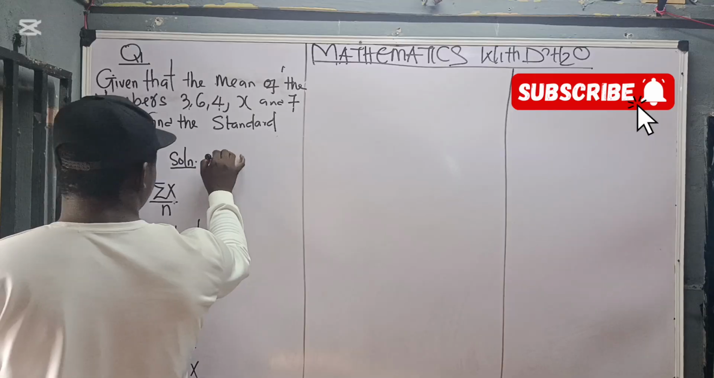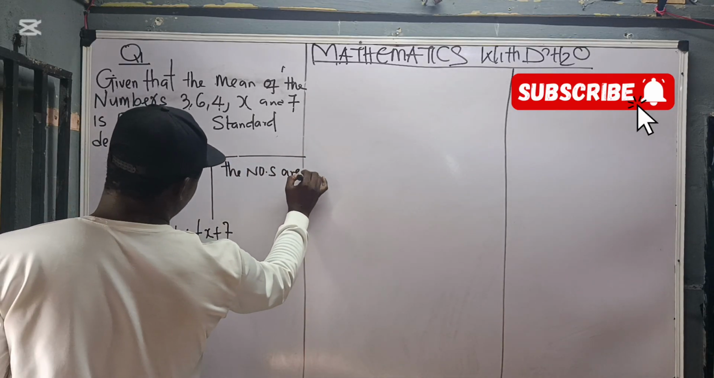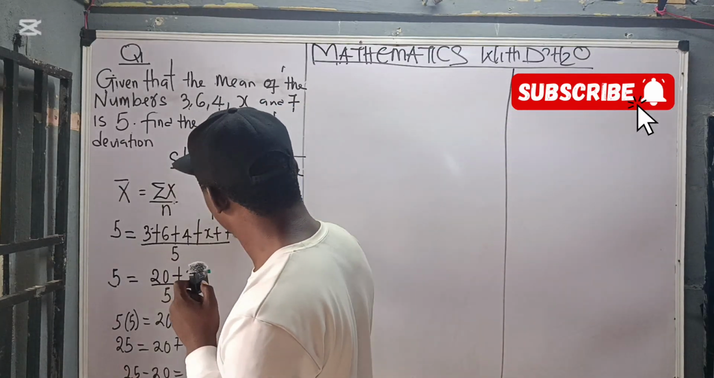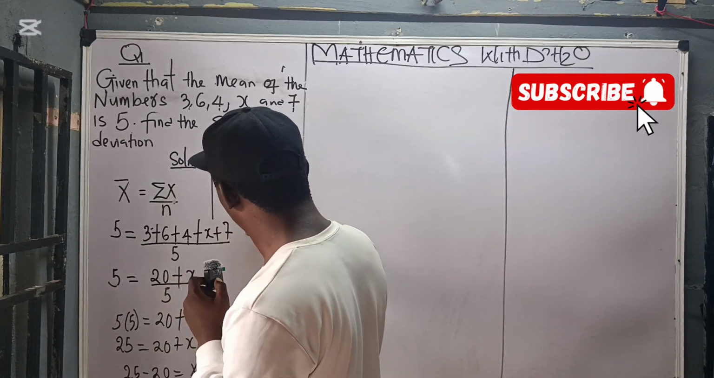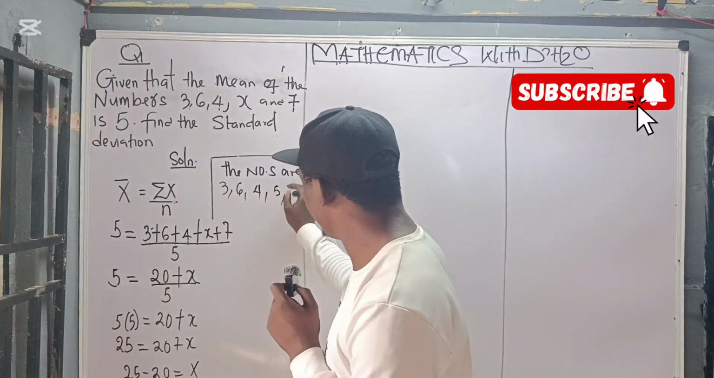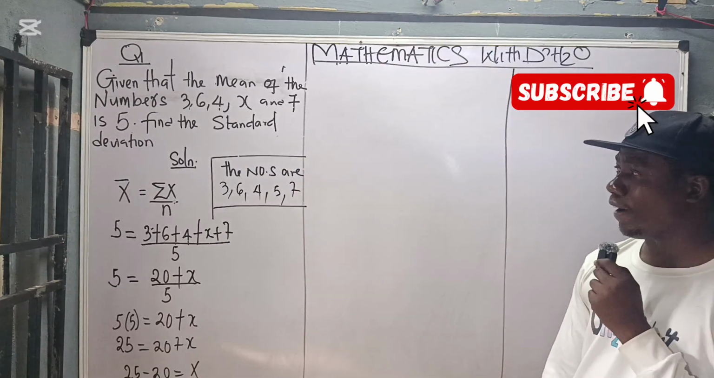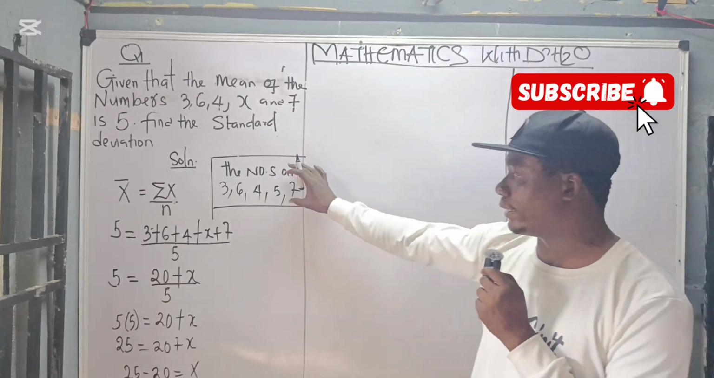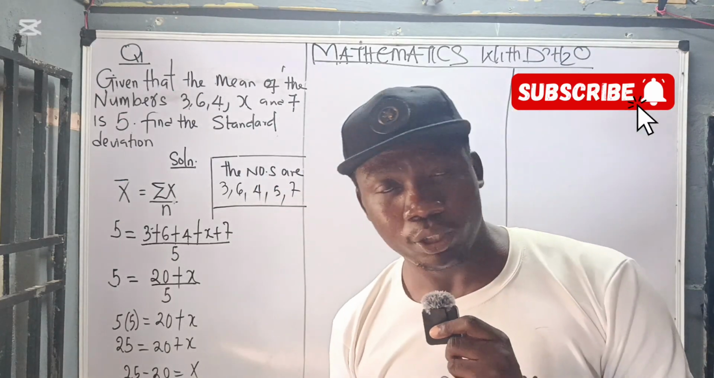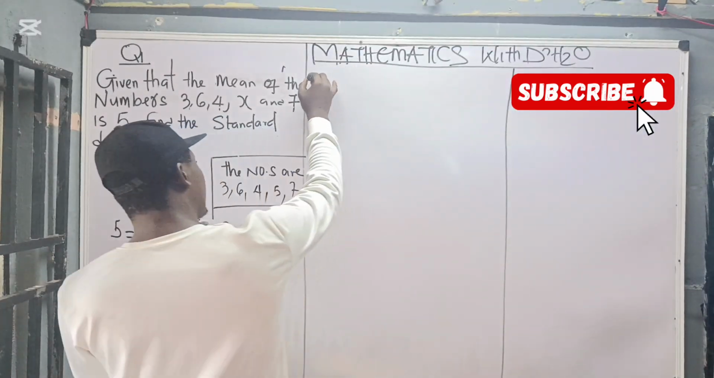So it means that the numbers are, what are the numbers? The numbers are 3, 6, 4, x. You have gotten x as 5. So x is 5, then you have 7. These are the numbers. So how do we find standard deviation? I'm not going to find only standard deviation. I'm going to find mean deviation, variance, and standard deviation, so that whenever you're asked to find any of them, you'll be able to solve it. So we begin with mean deviation.